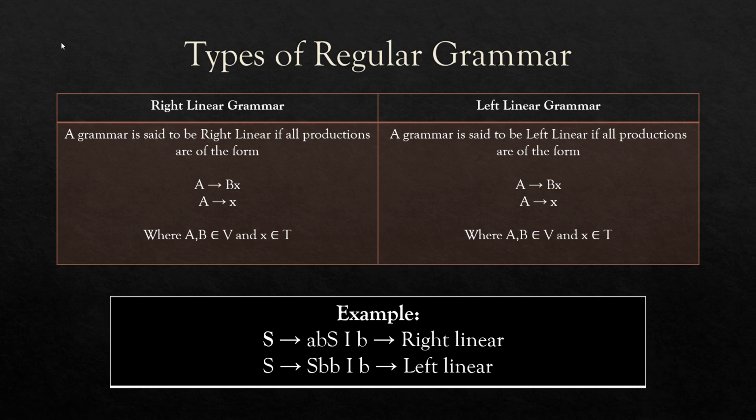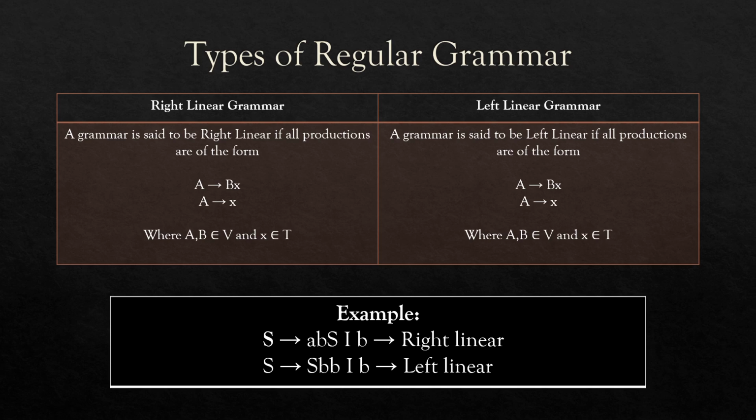With regards to regular grammar, there are two types of it. The first one is what we call the right linear grammar, and the second one is what we call left linear grammar. Let me explain the right linear grammar first. From the word itself, right linear.